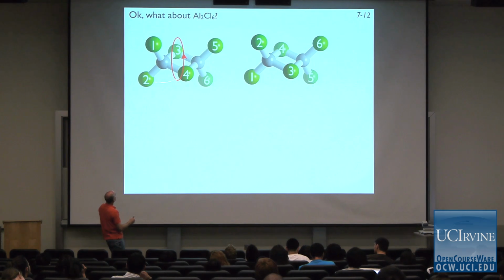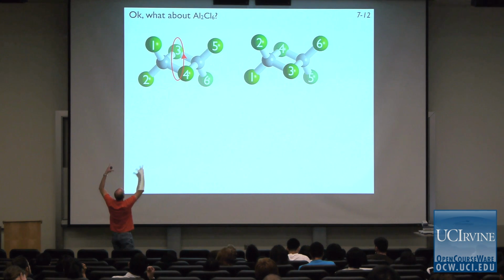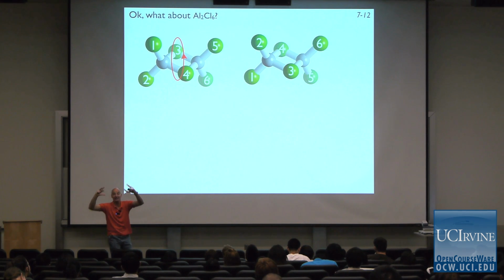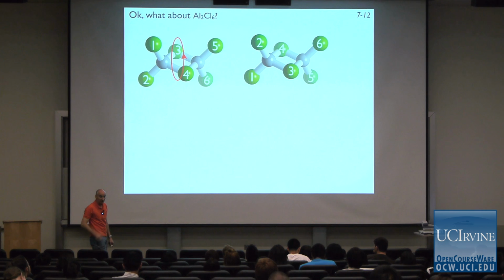All right, here's the aluminum chloride. I labeled all the atoms. Now if I rotate this guy like this, the 1 is going to rotate down here, and the 2 is going to be up here. The 4 is going to rotate around to where the 3 is. The 6 is going to rotate up like that. So I think you can see if I rotate the molecule like this, I'm going to get this guy right here. Everyone see that?